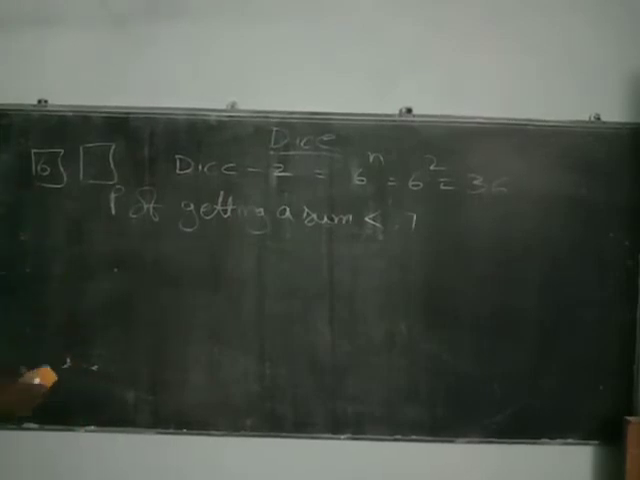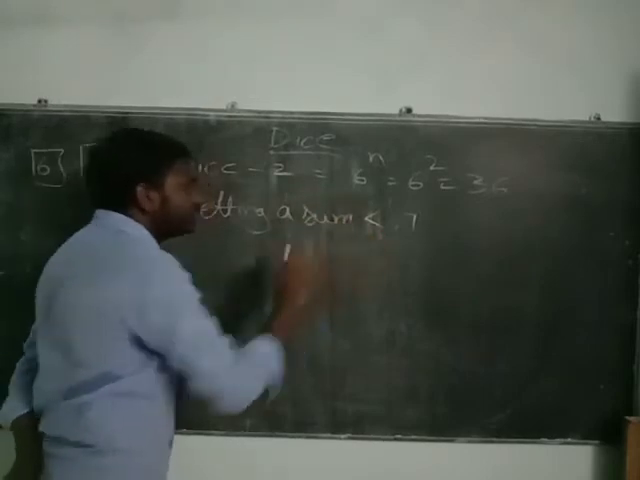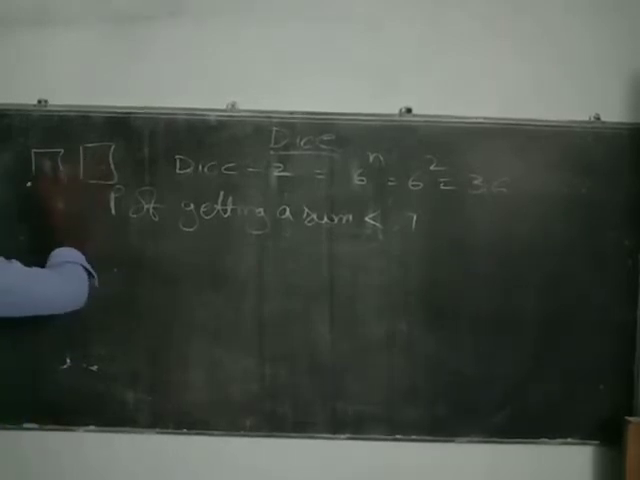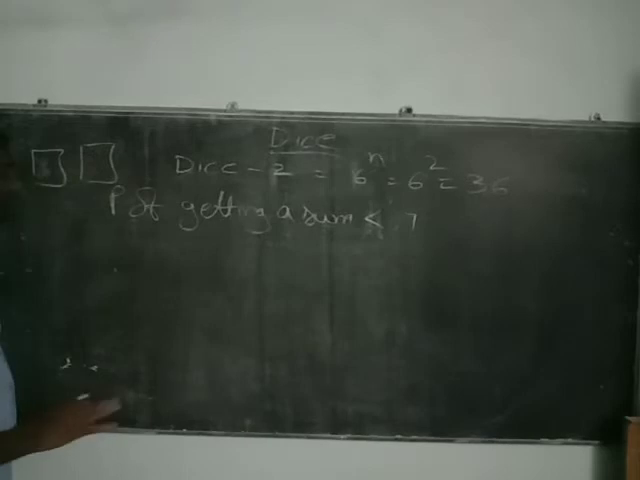So I can't take 6 and 1. Why? Because I am asking only less than, not less than or equal. I cannot take 6 also. Why? Because if this is 6 and this is 1, I am going with 7. So I am not going with 7.